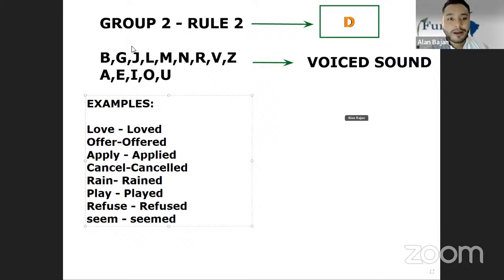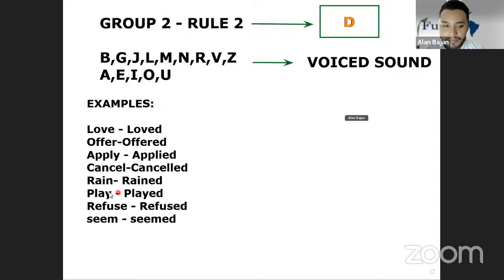For example, love, loved. Repeat, loved. Loved. Offered. Offered. Applied. Applied. Cancelled. Rained. Played.